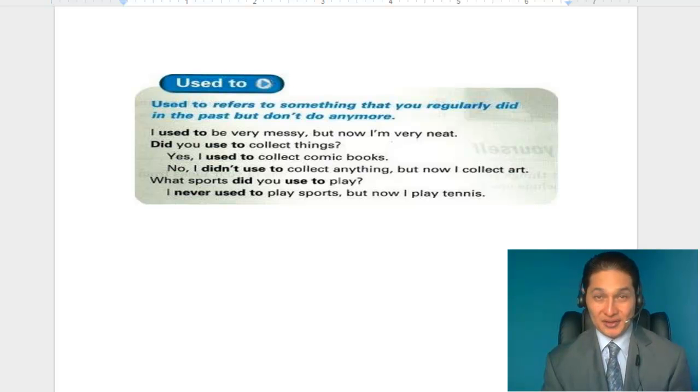Hi everyone. By the end of this class, you'll be able to make questions using used to. We'll practice making yes and no questions and WH questions. For example, you'll be able to make questions such as, what sports did you used to play when you were a child? Did you used to collect anything when you were a child? What kind of things did you used to do for fun when you were a kid?